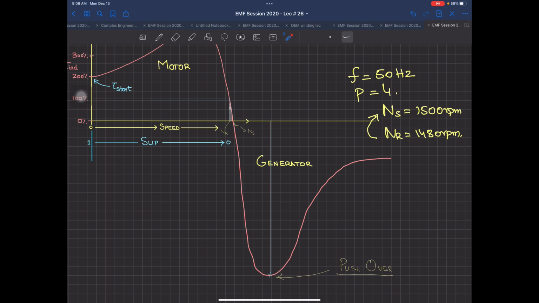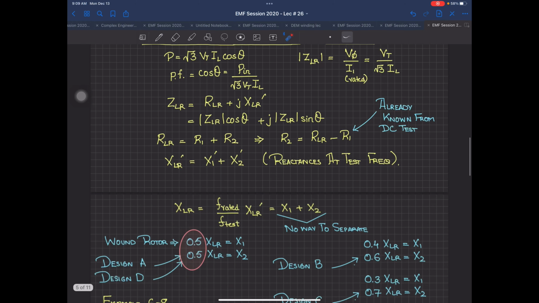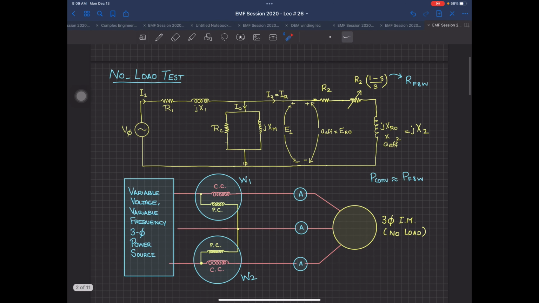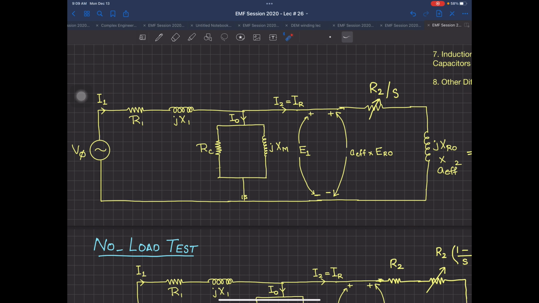You say, I couple an induction machine with fan blades, and I start to have some power. So will it generate any power? No. Why? Because if I take it back to the equivalent circuit of your induction generator, it does not have any source inside it.